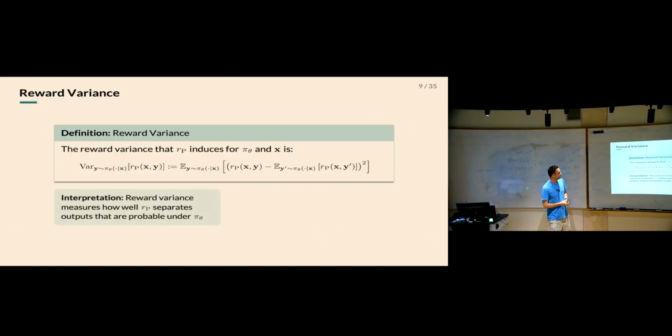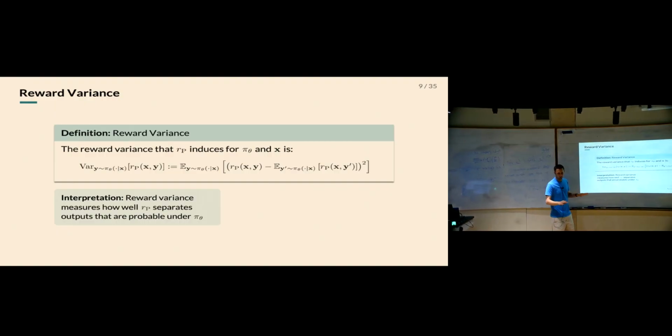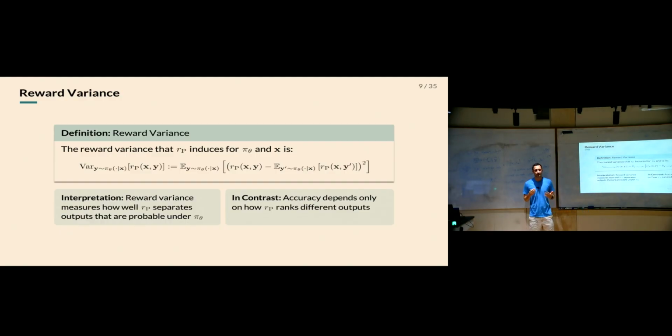The way that you can interpret this from the perspective of the reward function is that reward variance captures how well it separates different outputs that are probable under our policy. If it separates them well enough, then the variance will be high. But if it gives roughly the same reward to all outputs that our policy is likely to produce, then the variance is low. Another way that you can think of this is some form of margin. And this is in contrast to accuracy, which disregards completely this degree of separation. Accuracy only depends on how the proxy reward function ranks different outputs. So accuracy and reward variance effectively capture different aspects of the reward function.